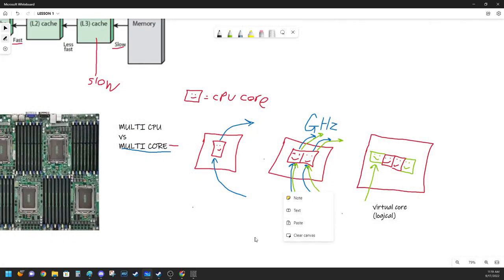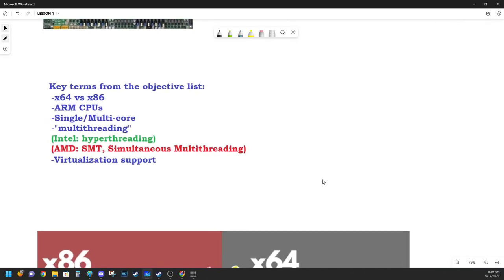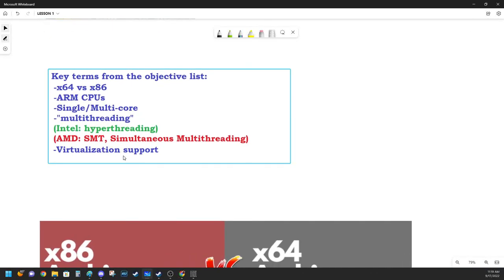All right, do we forget any terms from the objective list? So virtualization support, literally for now, just know that the processor has to support virtualization.